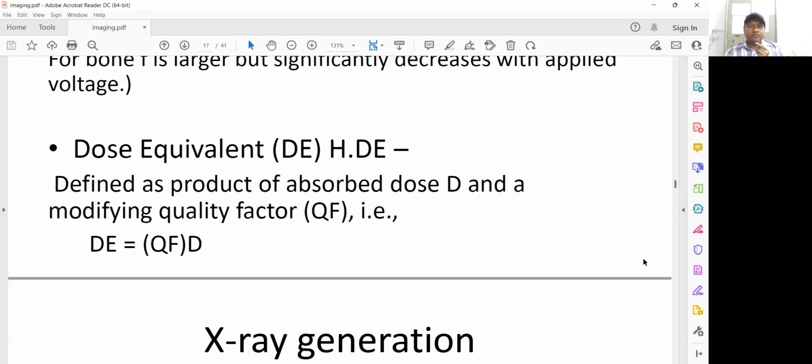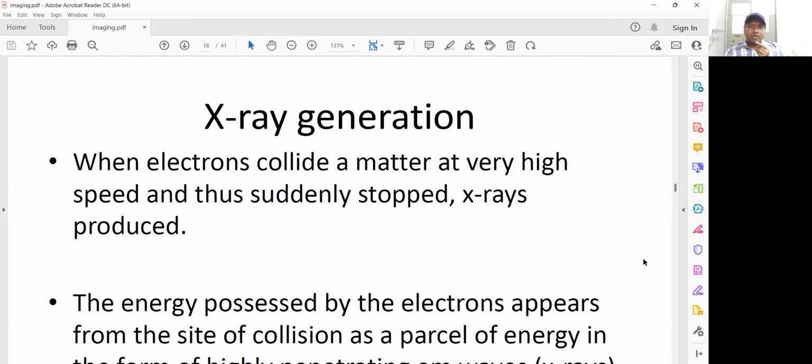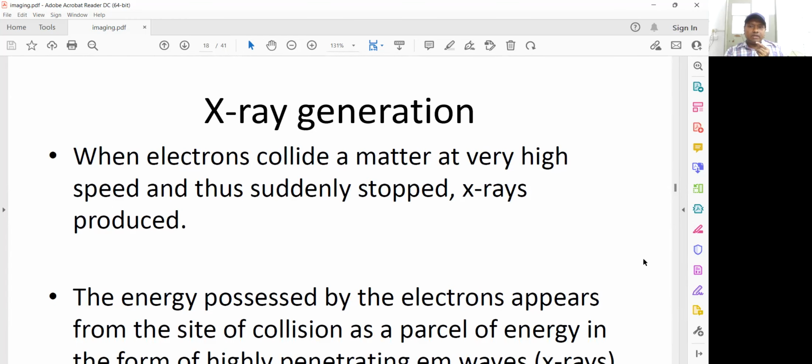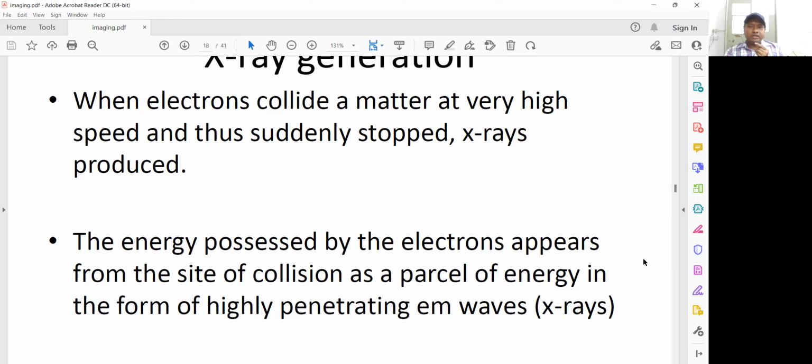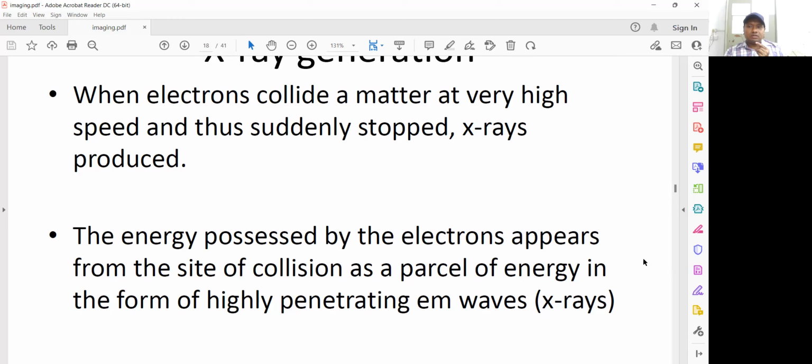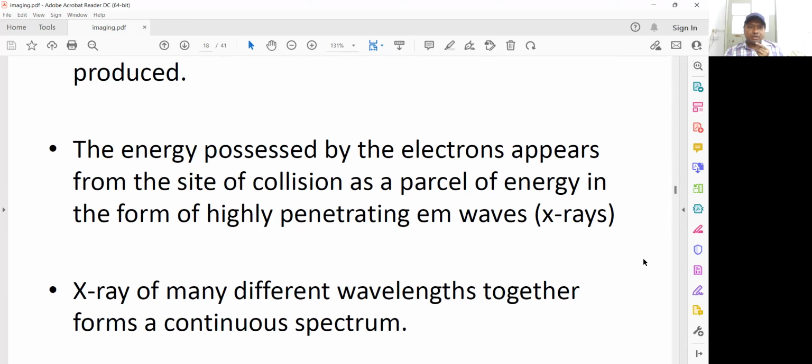Now X-ray generation: how to generate X-rays. When electrons collide with matter at very high speed and are suddenly stopped, X-rays are produced. The energy possessed by the electrons appears from the site of collision as a parcel of energy in the form of highly penetrating electromagnetic waves, which are called X-rays. X-rays of many different wavelengths together form a continuous spectrum.